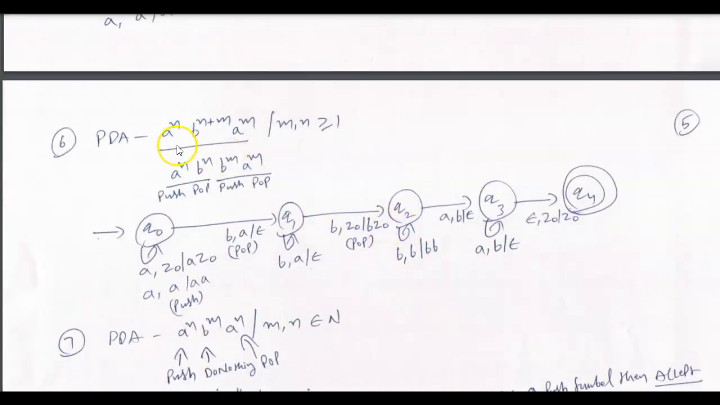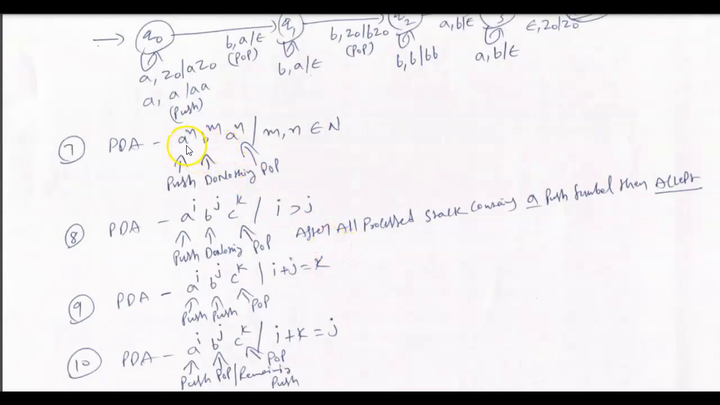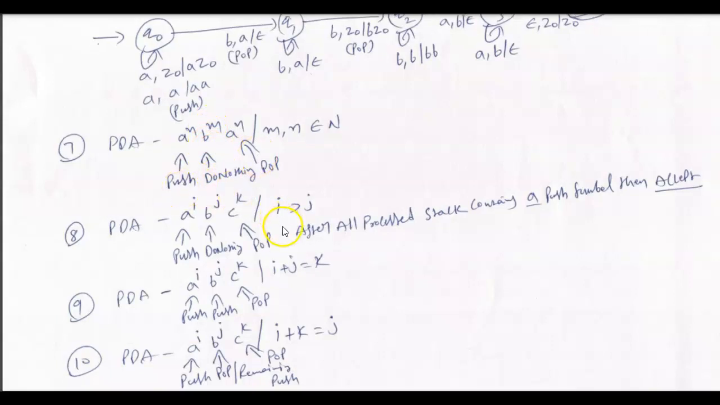Same way for A to the power of N, B to the power of N plus M, and A to the power of M. For A to the power of N, B to the power of N, push and pop. Then for the remaining A to the power of M, we do nothing over here, just pop. These are some of the logics that I already explained.